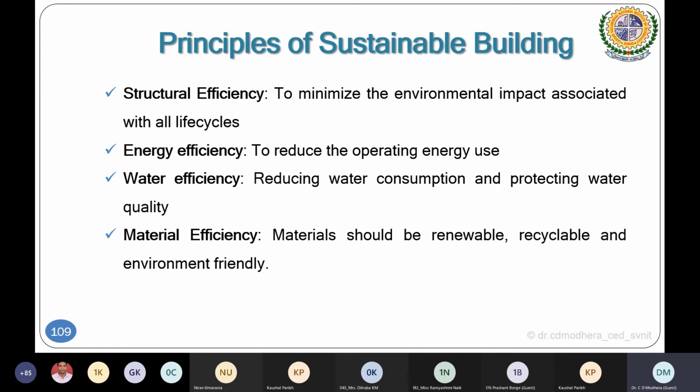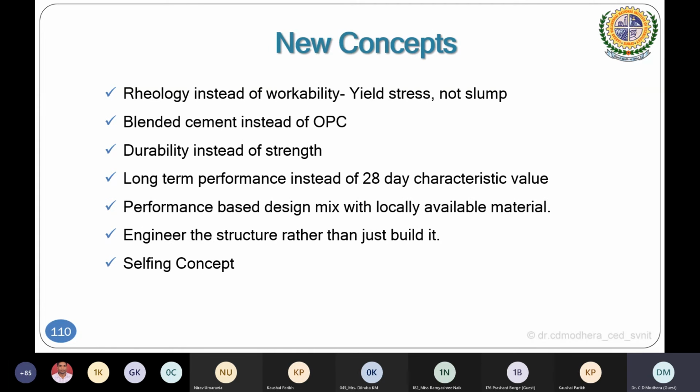One is structural efficiency: the structure you are producing should minimize the environmental effect, it should not create impact on the environment, right? Energy efficiency, water efficiency, material efficiency. And a new concept we can look at or add, that is rheology instead of workability. What is rheology? What is yield stress, not slump? And this stress means shear stress. Rheology is concerned.